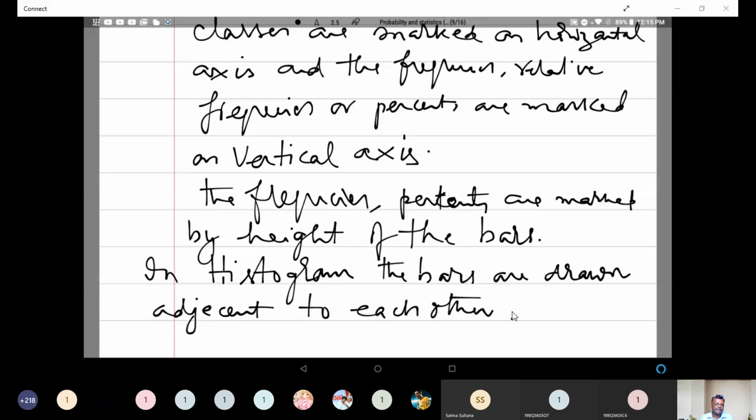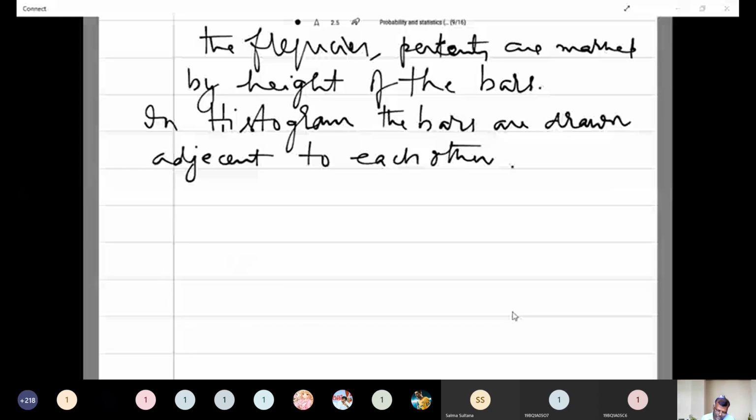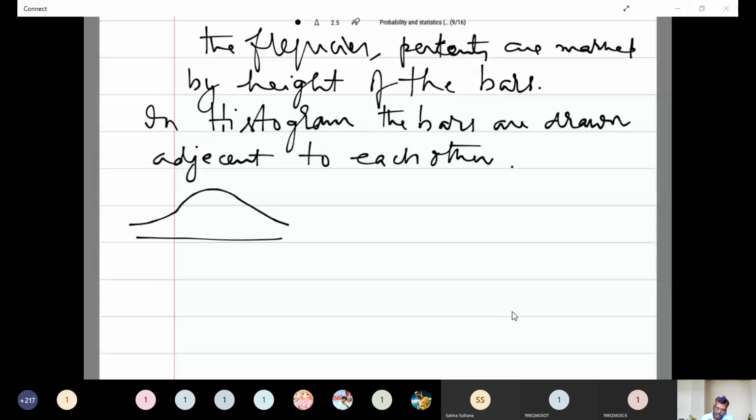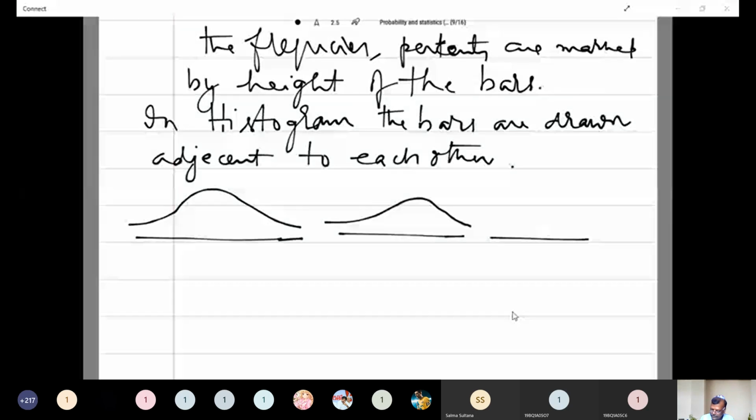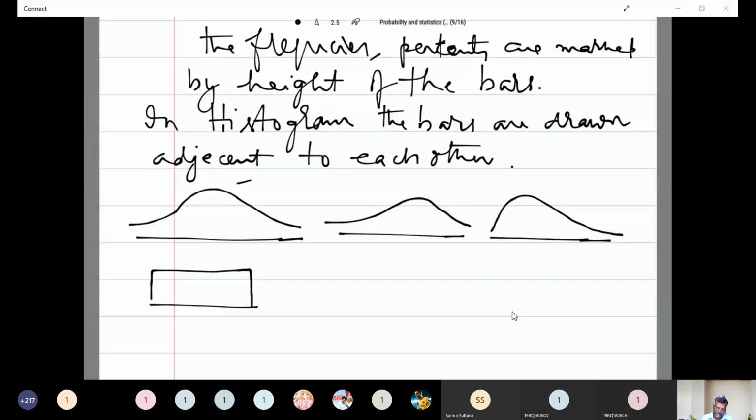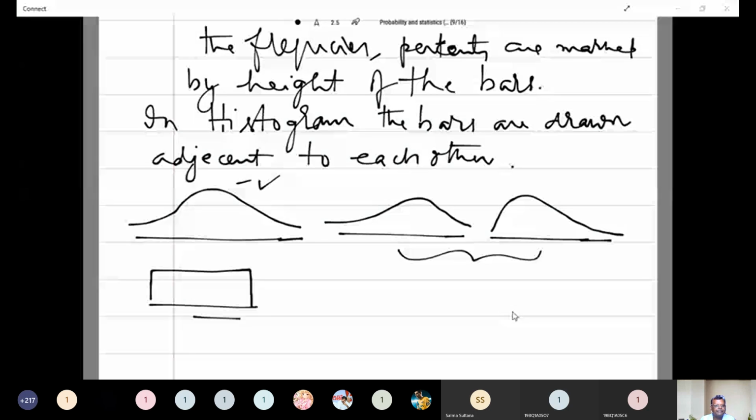Now the most common shapes of the histogram are like this. This is one type, and another is like this, and another like this. This one is symmetric. These two are asymmetric: this one is skewed to left, this one is skewed to right. And this one is uniform or rectangular.